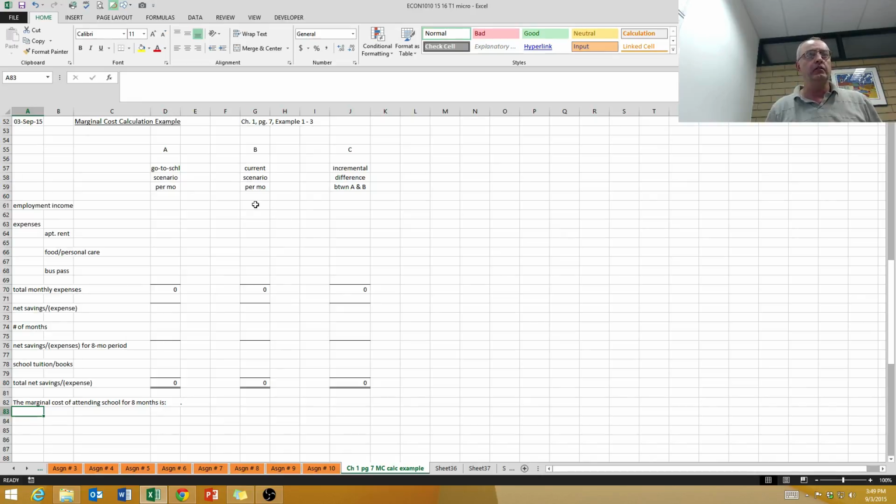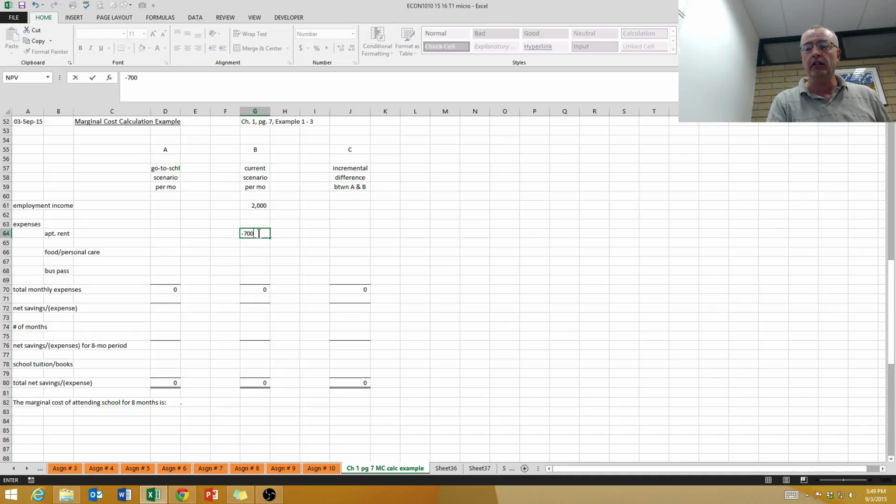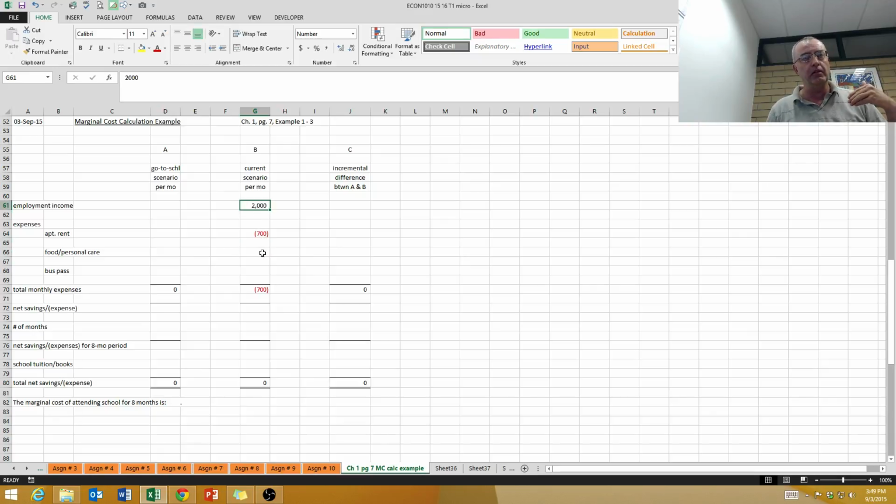At the moment, she's working and she has employment income of $2,000 per month. And her apartment rent is currently $700 a month. I've set my little spreadsheet up here to show negative numbers in red and in brackets. So she has income coming in of $2,000 a month, rent going out of $700 a month, personal expenses of $500 a month, minus $500, and a monthly bus pass costing $65 per month. I'm going to enter that as negative. I already set some of my formulas up.